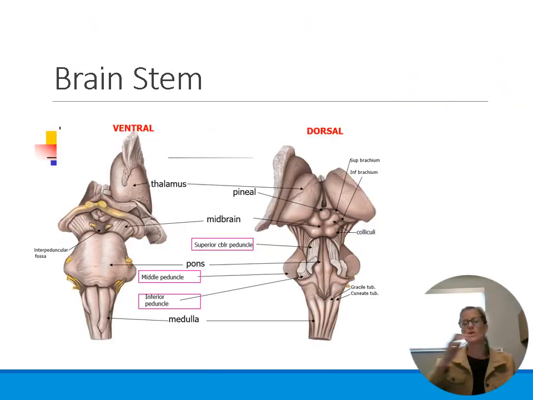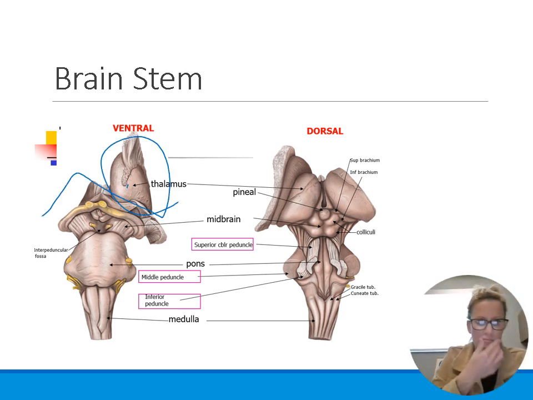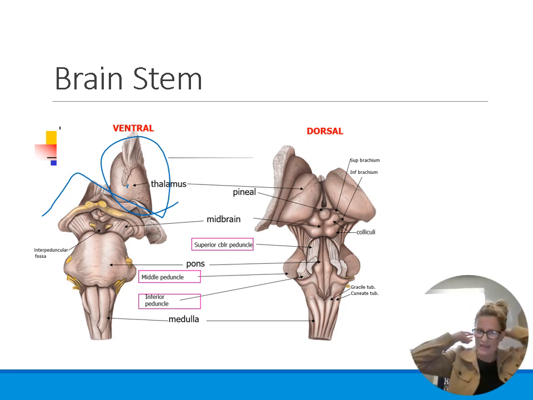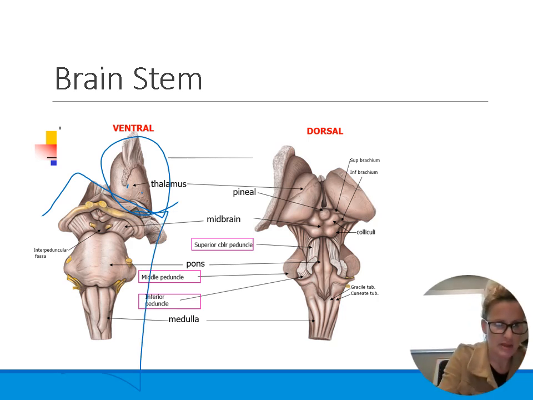Okay, so here we can see the brainstem. We can also see the diencephalon. Up here you see the thalamus. That is the diencephalon, technically not the brainstem. So the brainstem is from there down.